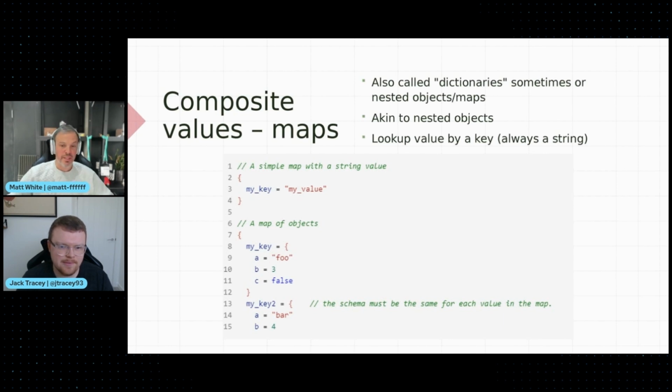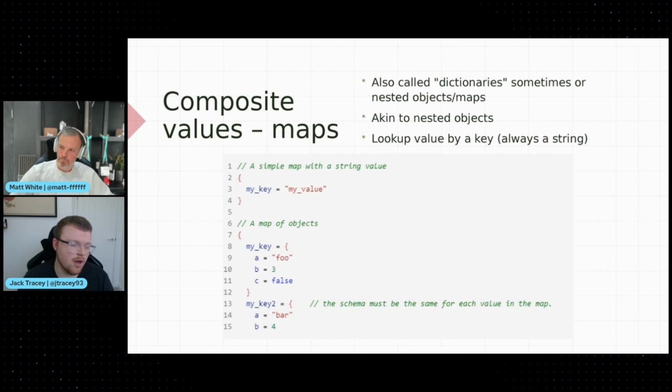Ultimately a map is just accessing a value by its key. So you can see an example on the screen. You've got my key, so we'd be able to access the A equals foo, B equals 3 data by referencing that my key, and we'd get that value out of it.